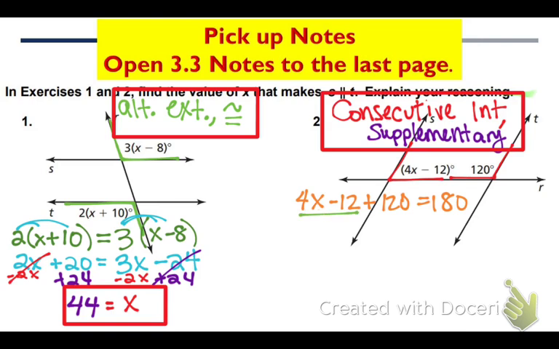So you have two angles. You have 4x minus 12, and then you have 120. So we're adding both angles, and they equal 180.